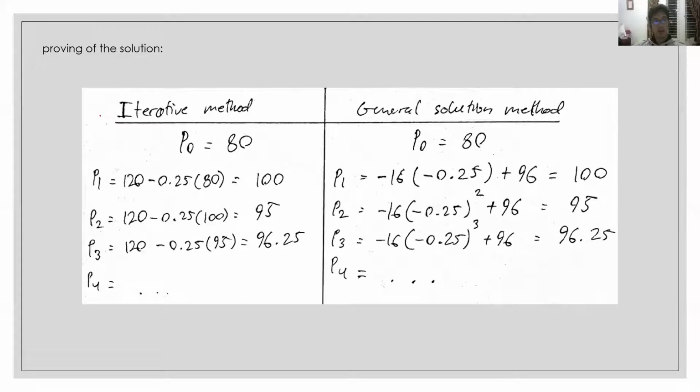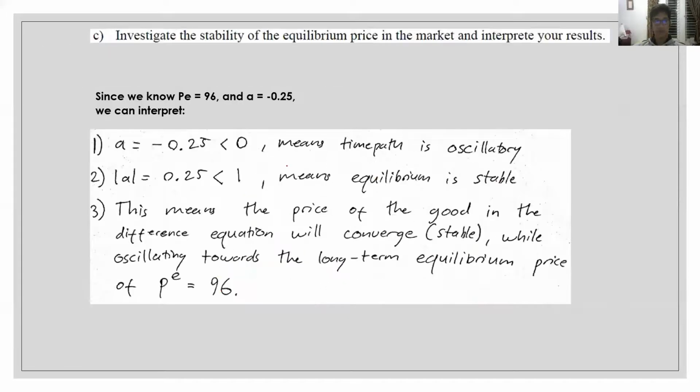So we actually need to prove the solution quickly, so we know that it's correct. We can do this by comparing with the iterative method. So right here, iterative method on the left, general solution on the right. We know that P0 is 80, and then P1, using the iterative method, is 100. Using the general solution, it is also 100. Same thing for P2, same thing for P3, and therefore onwards would be the same. So we know that our general solution is correct.